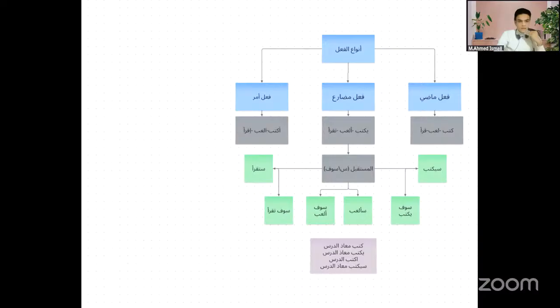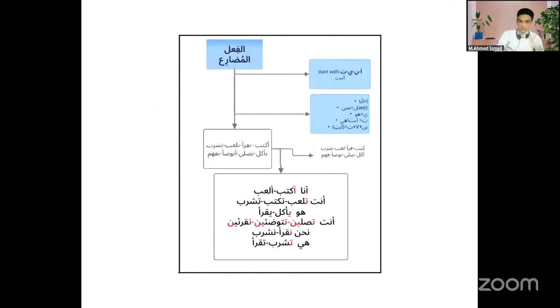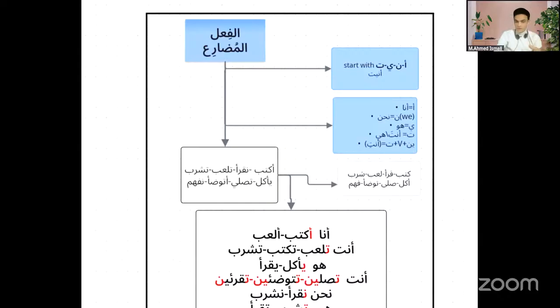Okay, then let's speak a little bit about مضارع, and we also mentioned that before. المضارع, or the فعل مضارع. Guys, don't forget you can zoom out or in, but please don't write anything. So the فعل مضارع starts with one of these four letters: ألف, نون, يا, and تا, and we can collect them in the word أنيت.